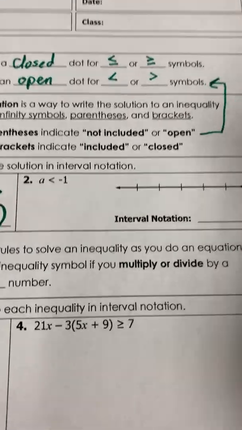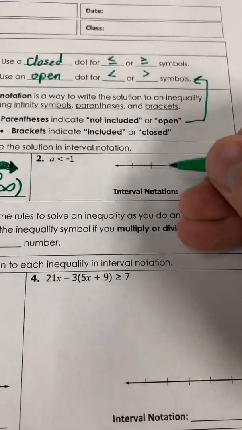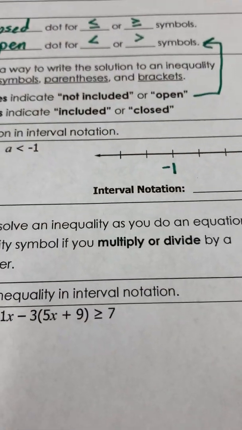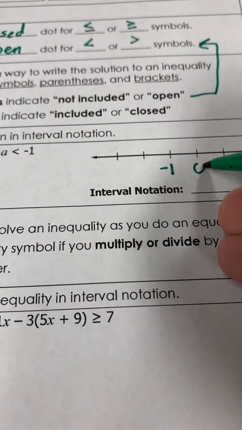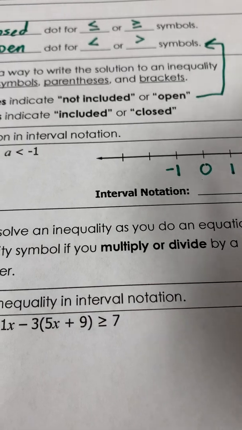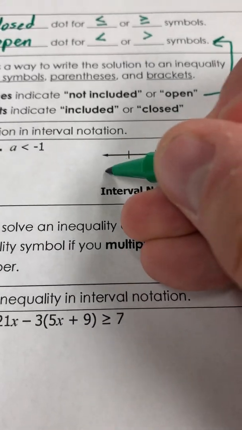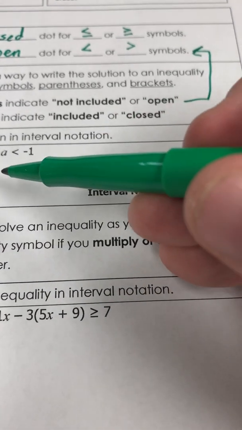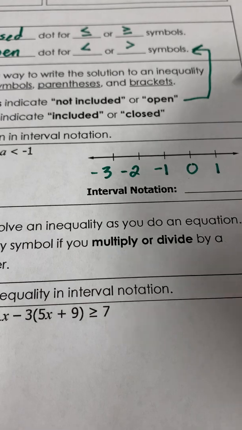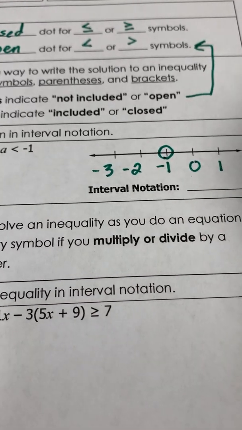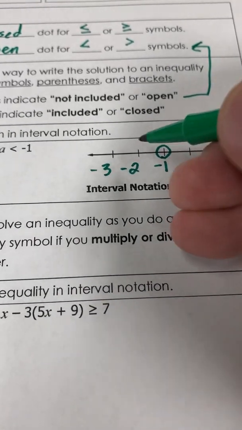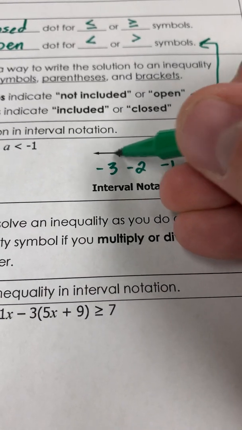Let's move to the second one. Very similar situation. -1 being our answer. And then we're going to do 2 values above that. Sorry, let me adjust real quick. Okay, 0 and 1 for greater, -2, -3 for less. All right, this is A is less than -1. So that's an open circle. And we're going to shade the values that are less than, smaller than -1. So we're going to shade to the left.